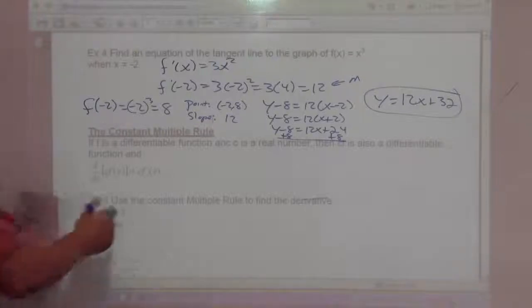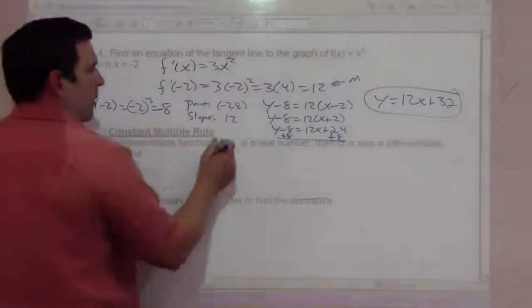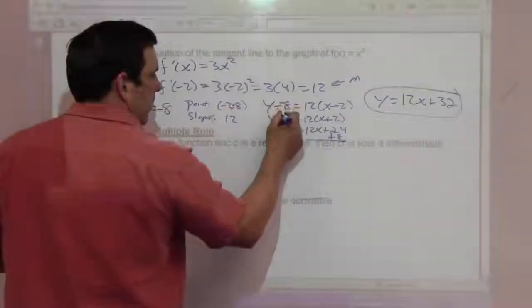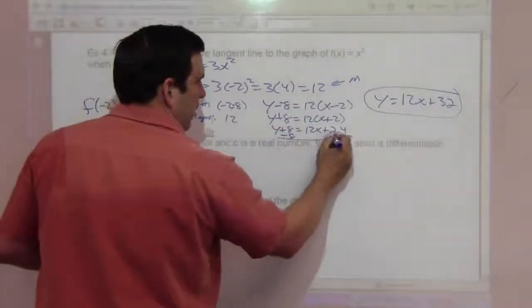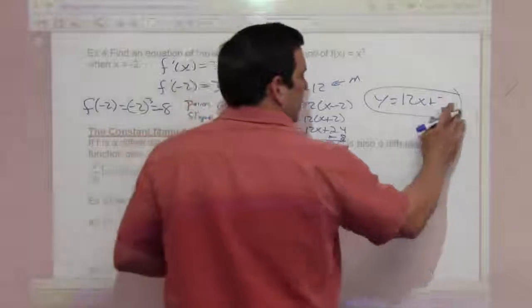Oh, there's a mistake. There should have been a negative 8 here. Negative there makes that plus. So we subtract the 8. That should have been a 16. Sorry about that.